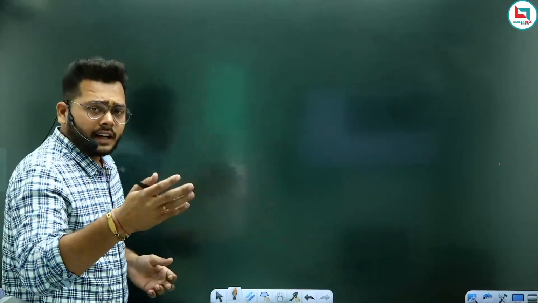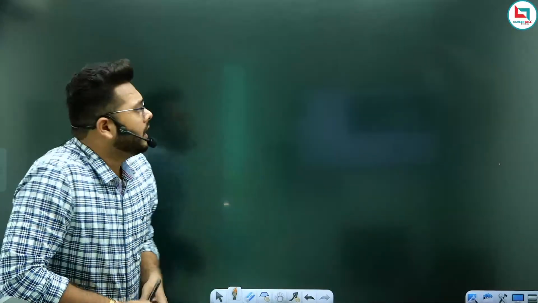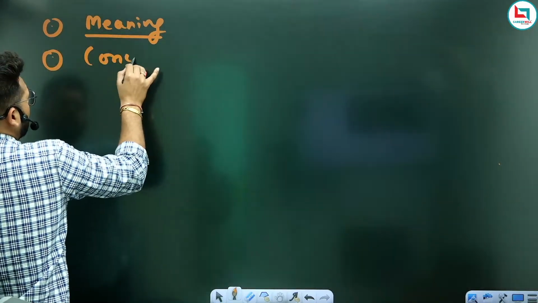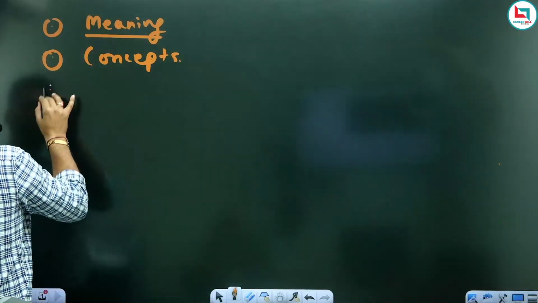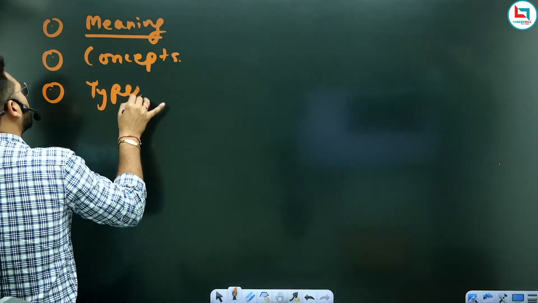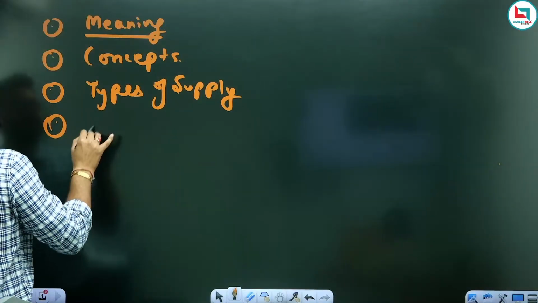Okay, so let's try to understand the topics that we have discussed in previous classes, so that we can understand all the topics that come in the further topics, right? First of all, I just want to make a quick revision. We have discussed some topics like theory of supply. First of all, the meaning, we have done the concepts, types, and the law of supply.